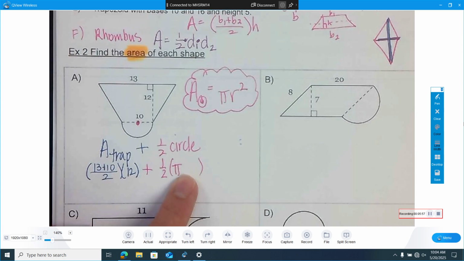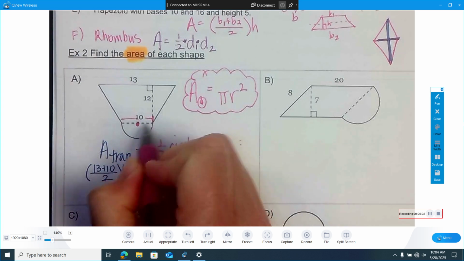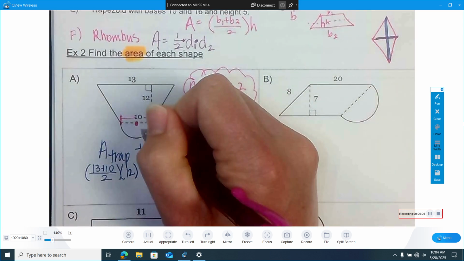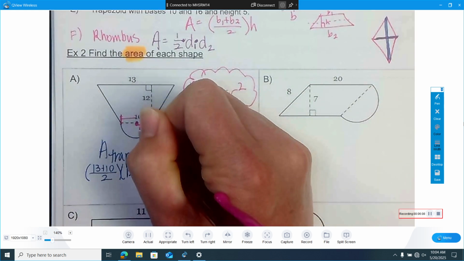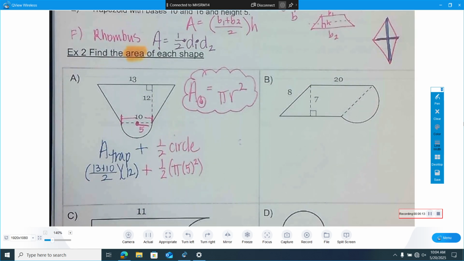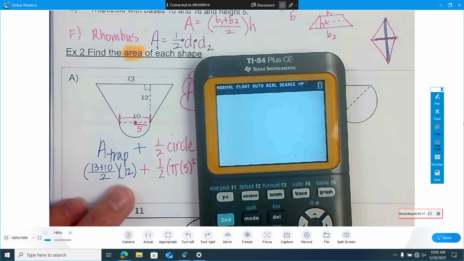5. Very good. 10 is what? The whole diameter from side to side is the 10. So our radius is 5. So do be a little bit careful there. And so we can type this in, I believe.